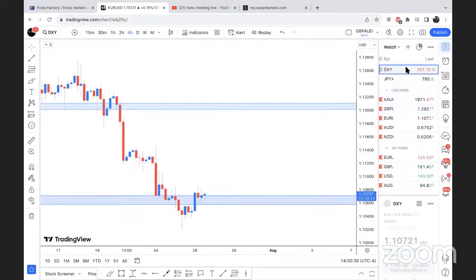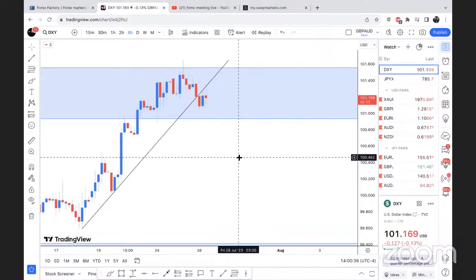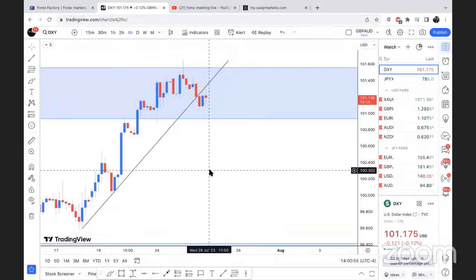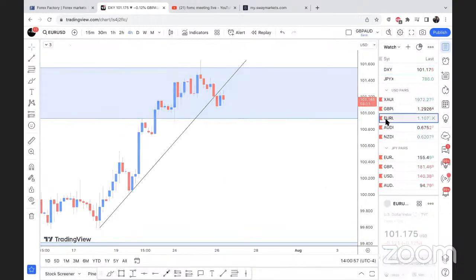All right, let's see what the dollar doing. All right, it's a little quiet right now, and I believe it's going to be quiet. It's going to be quiet, and then it's going to pick up during the conference. You see the dollar not doing much right here.